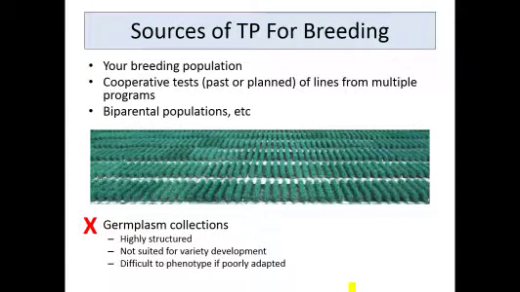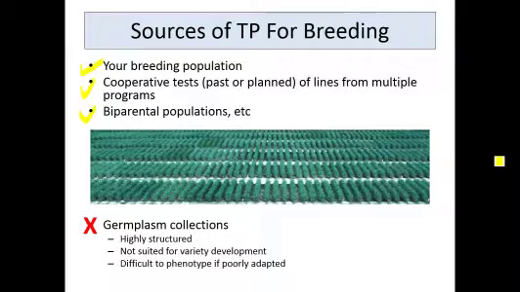What are some of the sources of training populations? Well, we'll go through these. A primary source is the lines you already have in your breeding population now. You already have them, they're already established, you're already phenotyping, you're familiar with them, they're probably very relevant to developing new varieties. That can be an ideal training population. You can look at lines and data that come out of cooperative tests, either past tests or planned tests for the future. And these may be lines from multiple programs that are being tested cooperatively by all the breeders in those programs. You can do genomic selection even in biparental populations.